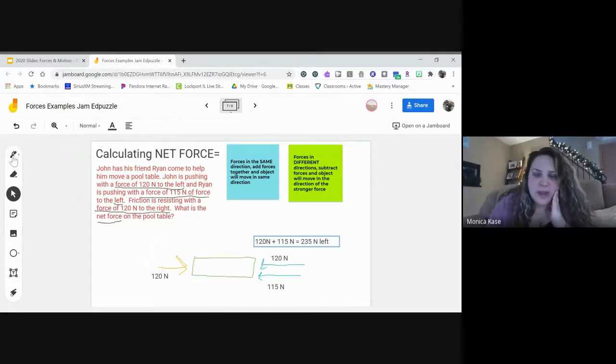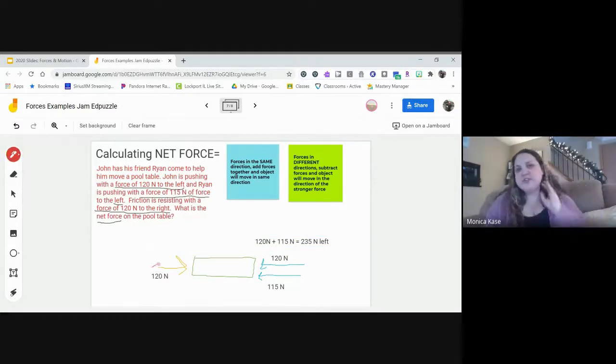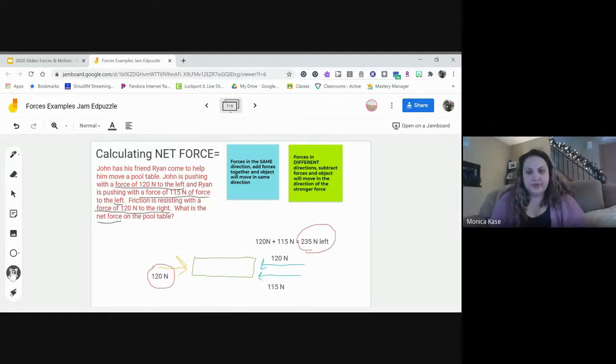So since these are going in opposite directions, right? One's going to the left and one's going to the right. They're pushing against each other. These forces are different. So we need to subtract those two numbers from one another. So you'll take 235 newtons minus 120 newtons, and you should come up with 115 newtons.